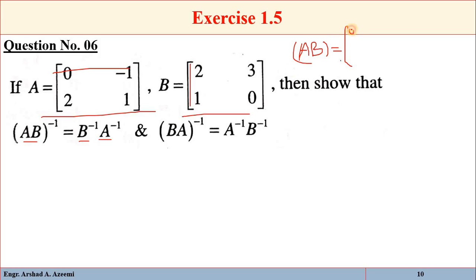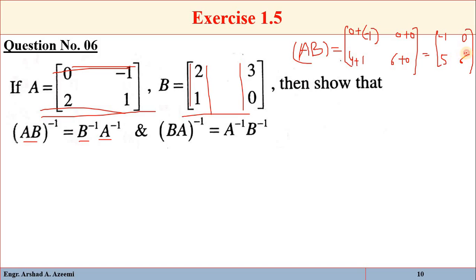The product of AB will be equal to first row with first column. So 0 multiplied by 2, that is 0, plus minus 1 multiplied by 1, so that will be minus 1. Now first row with second column, so 0 multiplied by 3, that is 0, plus minus 1 multiplied by 0, that is 0. Similarly, second row with first column, so 2 multiplied by 2, that is 4, plus 1 multiplied by 1, that is 1, so 5. Second row with second column, 2 multiplied by 3, that is 6, plus 1 multiplied by 0, that will be 0. So it will be equal to minus 1, 0, 5 and 6. This is AB.